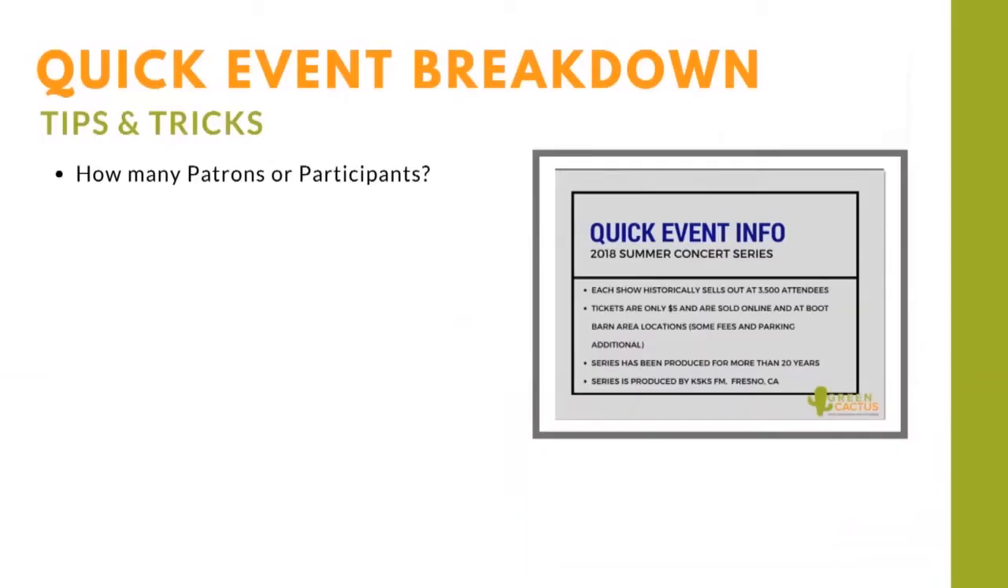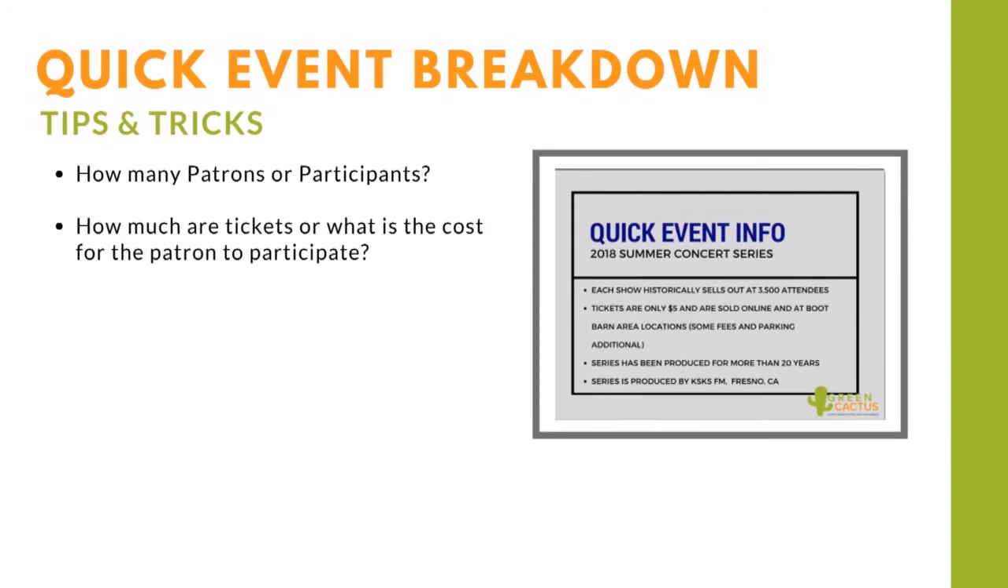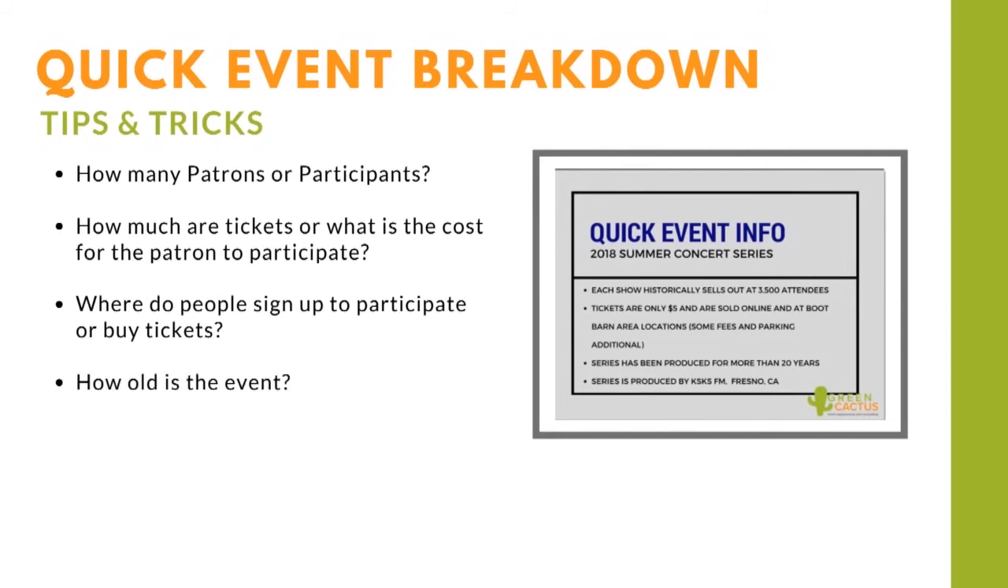The information to include would be, number 1, how many patrons or participants you plan on having at your event, and be honest, don't oversell yourself on this. You want to make sure that it's pretty consistent with what you've had in the past or what you're actually expecting. 2, how much are tickets, or what does it cost for a patron to participate? 3, where do people sign up to participate or buy tickets? 4, how long has the event been around? We've talked about that before, but regardless if you're a first year event or not, this is where you want to put that. Number 5, who is producing the event? And number 6, and finally, what is the website and social handles for the event?